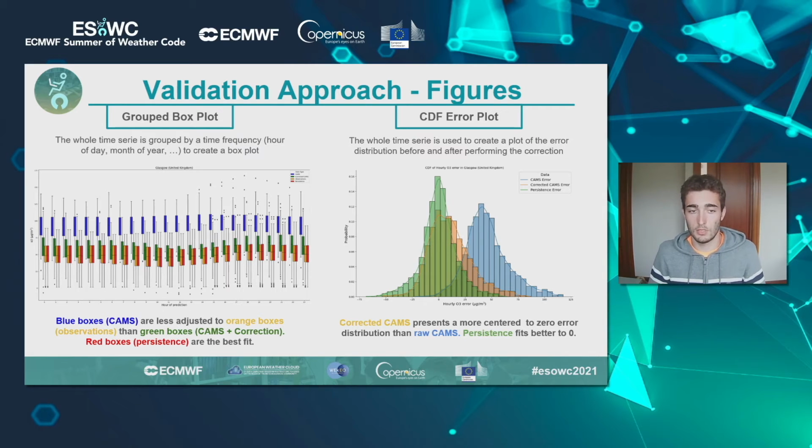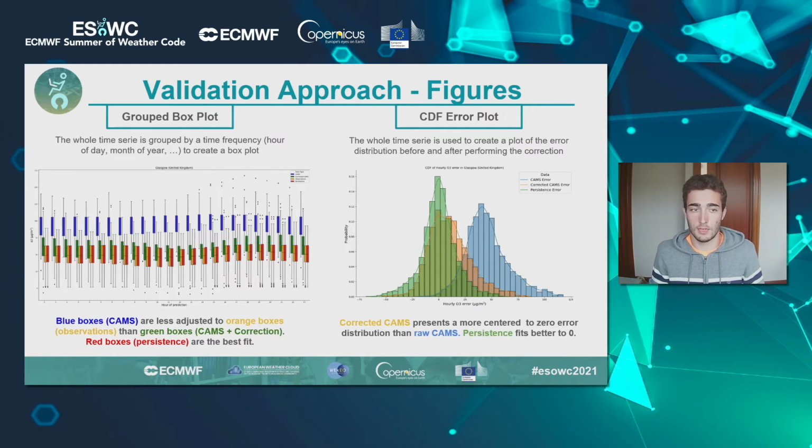In the right plot, the cumulative distribution function of the hourly errors is presented. Here, it is clear that the overall bias is reduced because the CDF is shifted to the left, to where the zero is located. These plots are generated for all air quality variables and locations for both periods considered, the train period and the test period.